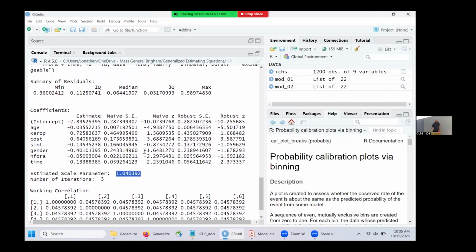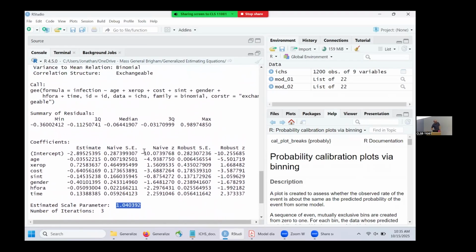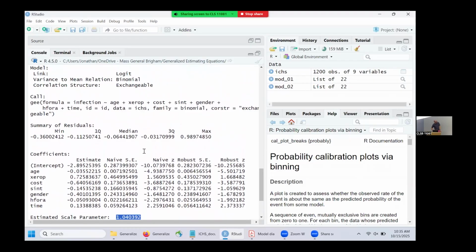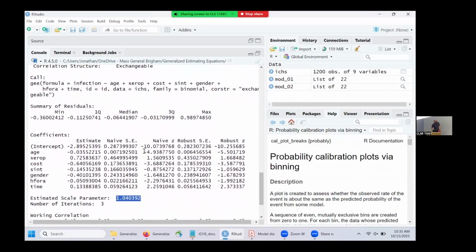Another thing to say about these estimates: we are using the logit link function. These estimates can be interpreted just like in logistic regression. So if we exponentiate the intercept, we get an odds. If we exponentiate any of the other ones, we get an odds ratio. And these are population averages.